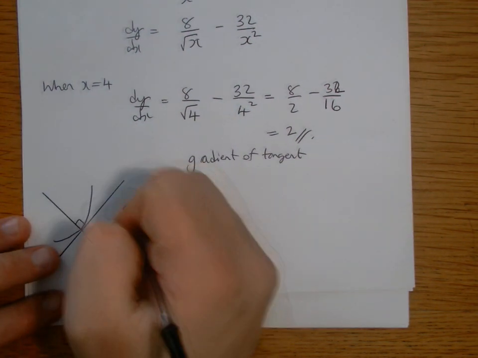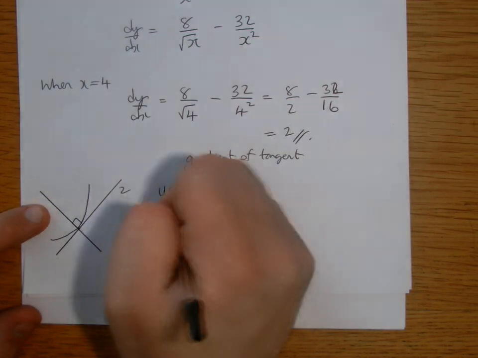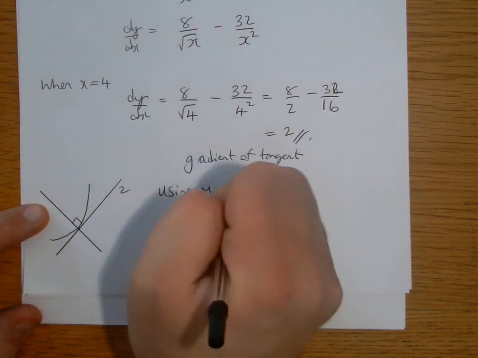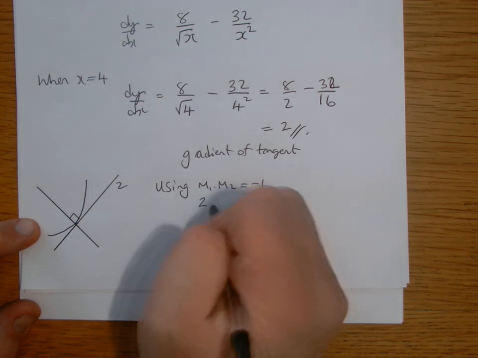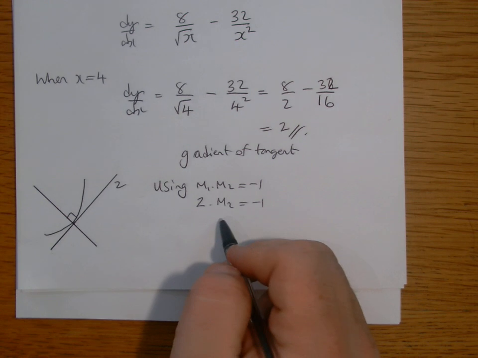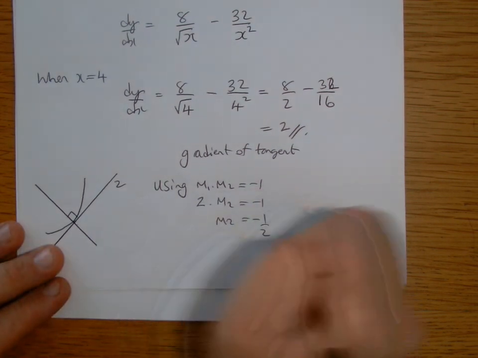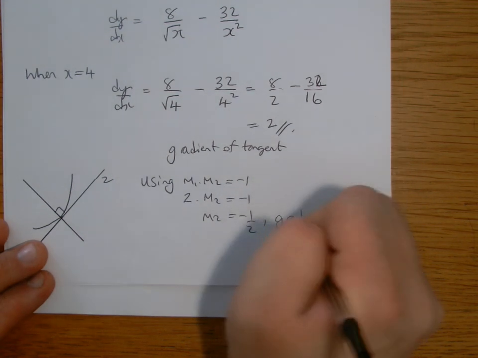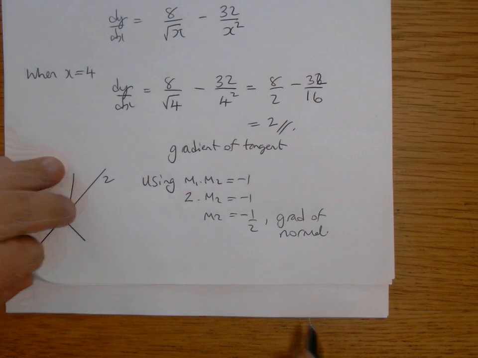So if I've got the gradient of my tangent to be 2, I can then work out the gradient of the normal. So using m1 times m2 is minus 1, my tangent is 2, and then I can work out the gradient of the normal. So take the 2 over, so I get minus a half. So that's the gradient of the normal. So once I've got the gradient of the normal, I can then work out my equation.